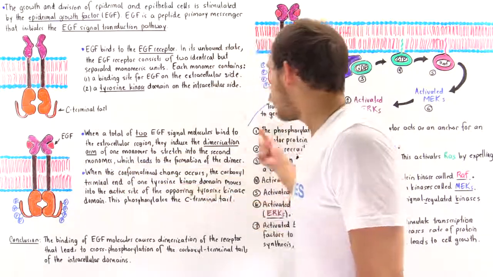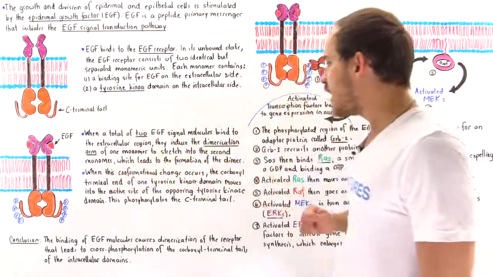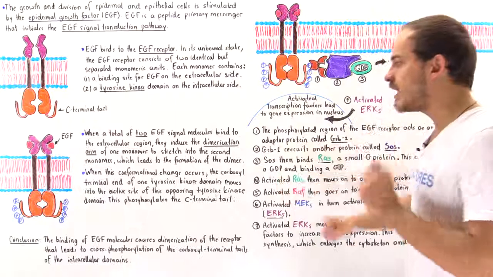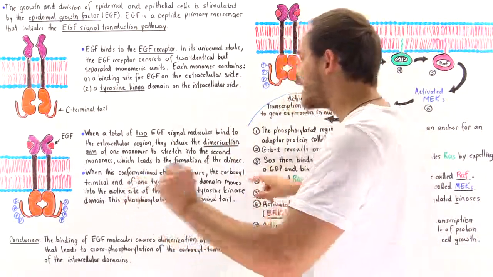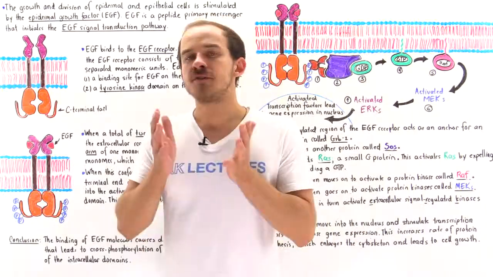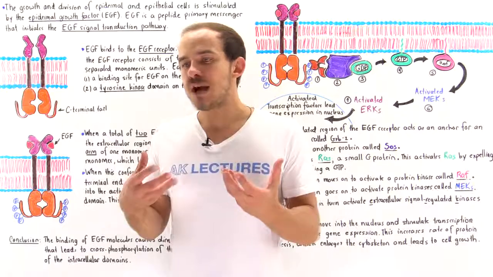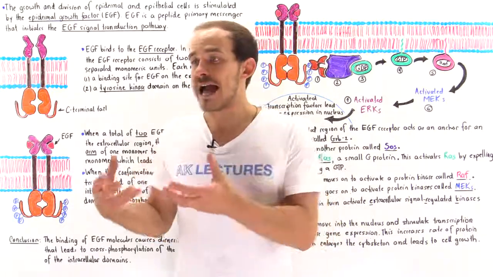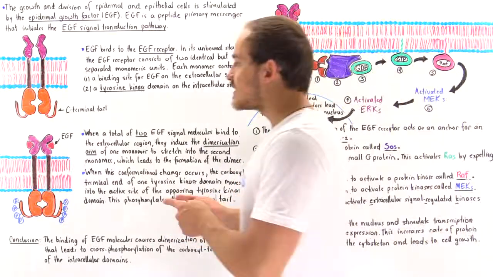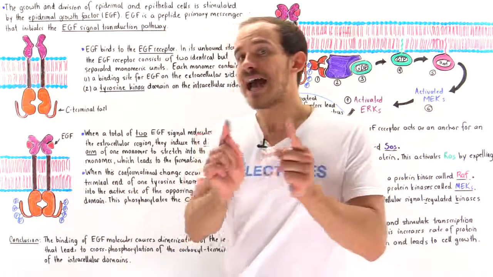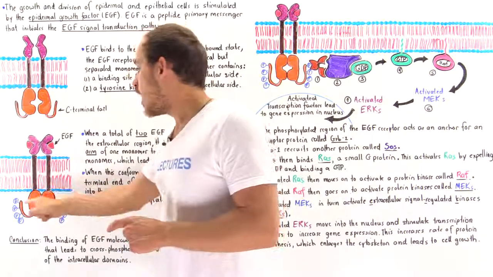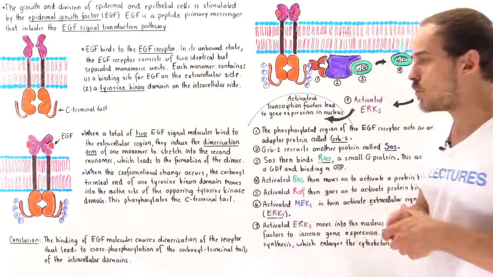So again, when we form the dimer and this conformational change takes place, the C-terminal end of one tyrosine kinase domain moves into the active site of the opposing tyrosine kinase domain. And this is what we call the cross-phosphorylation process. So in the same way that in the insulin pathway we carried out cross-phosphorylation, here we also carry out cross-phosphorylation, except in this particular case, it's not the activation loop, but the C-terminal tail that moves into the active site of that opposing tyrosine kinase domain.